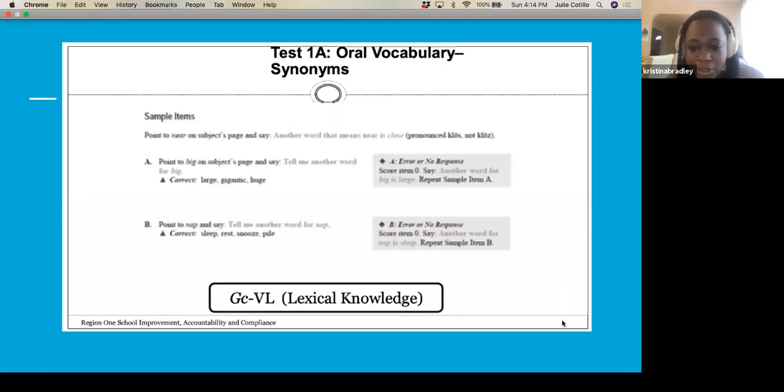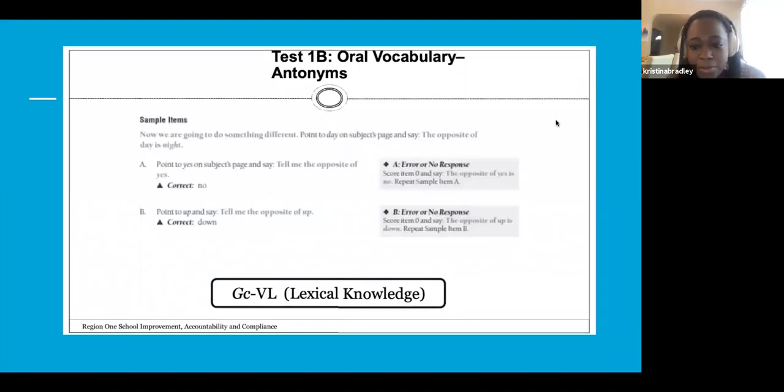For example, you would say something like, point to nap and say, tell me another word for nap. That's one example. The other example we put in there is for antonyms. So we jump to this second example. It would be, point to up and say, tell me the opposite of up. So those are just 2 quick examples of what that subtest looks like.